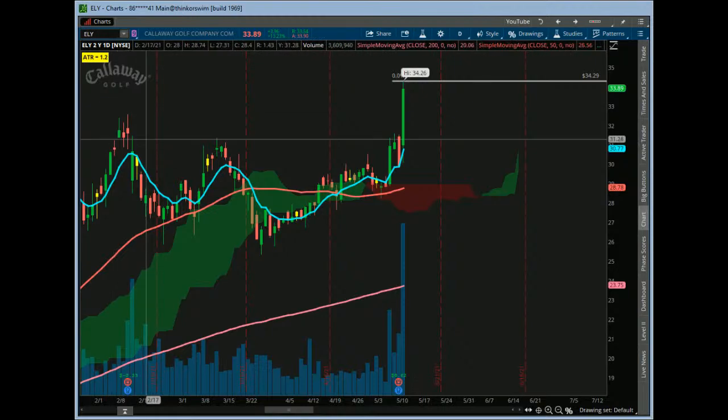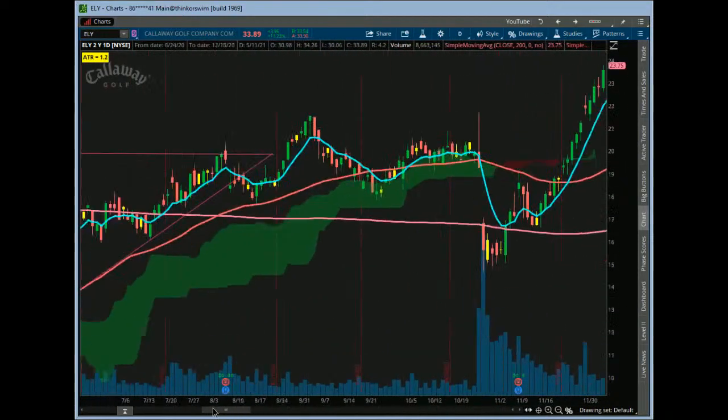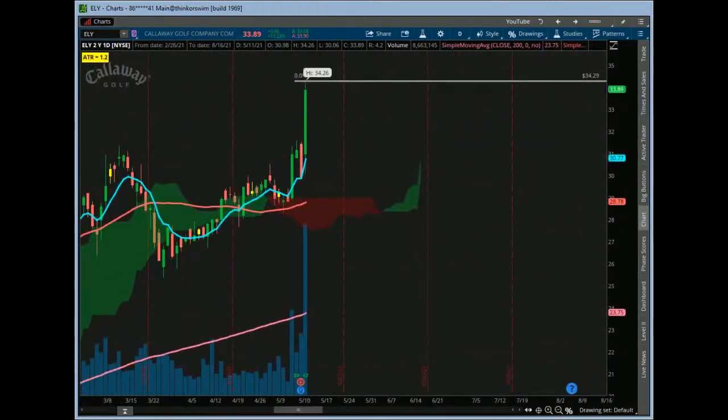Now, I tried to trade ELY a couple years ago on some setups, and I just remember it being very, very challenging with options. The spreads are a little bit funky, but we'll see how it trades on that one. But a beautiful chart on that. So good stuff there.